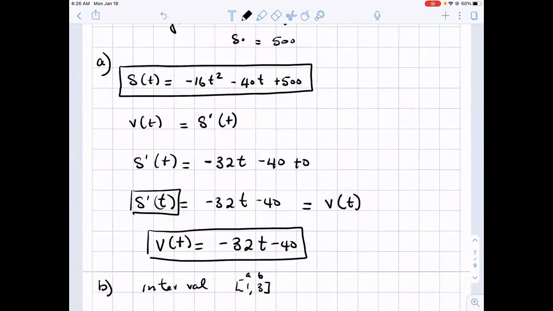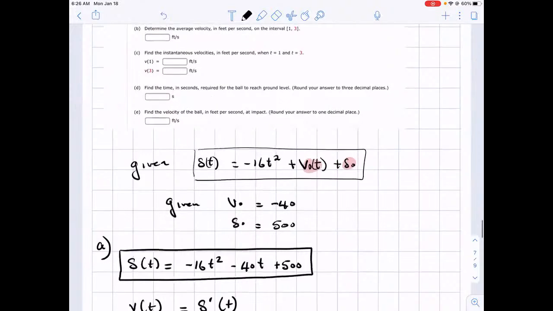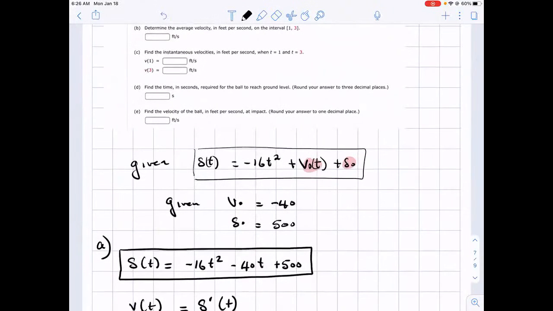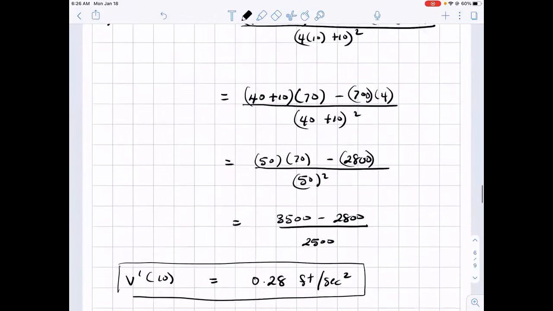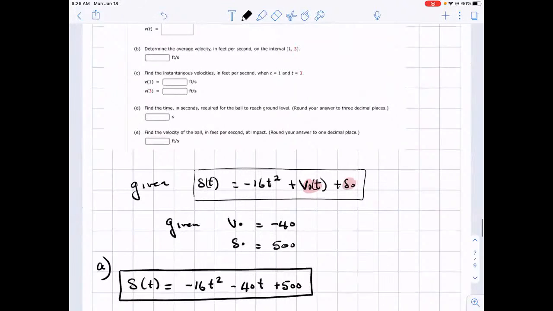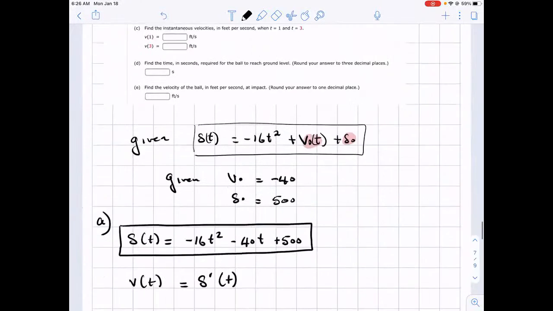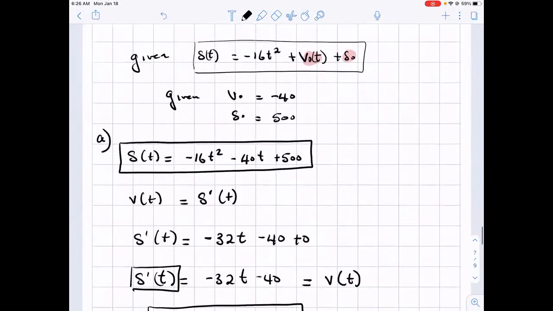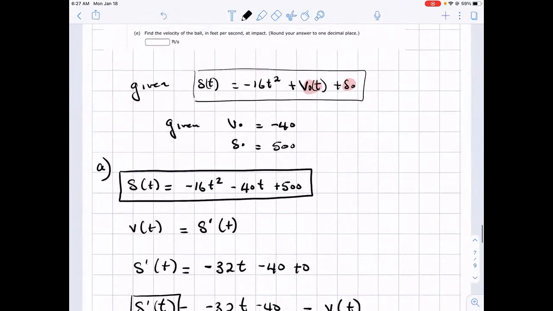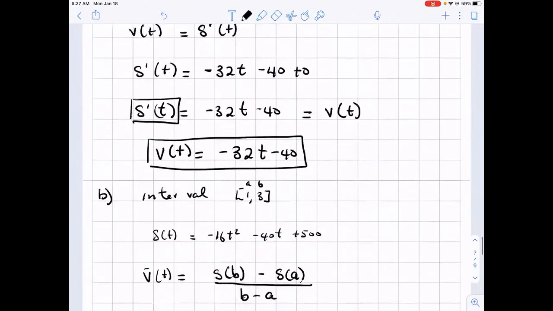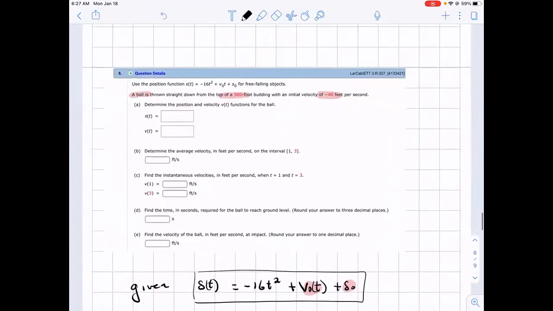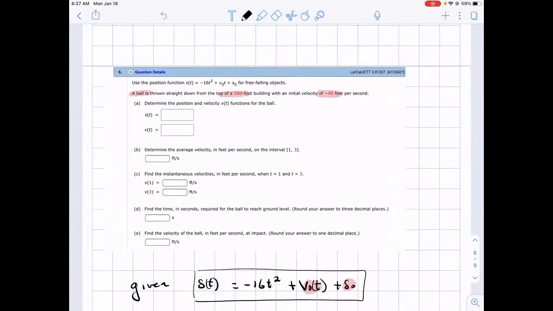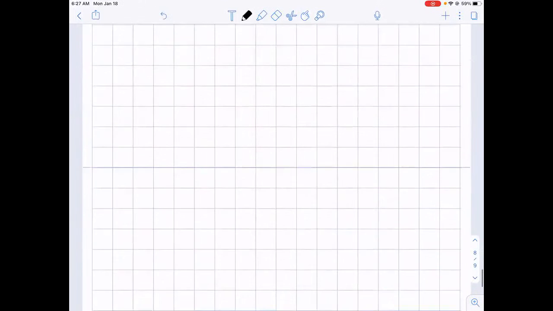We go to part C. In part C, you're asked to find the velocities when t is 1 and t is 3. We did that in the prior example, just a different function, so you know how to do that. And then find the time in seconds to reach the ground. That's the position function. When it's reaching the ground, the function is equal to 0. This is for part D.